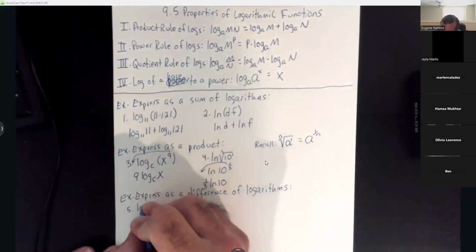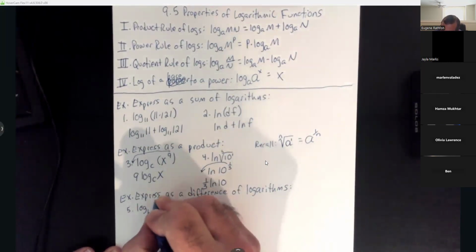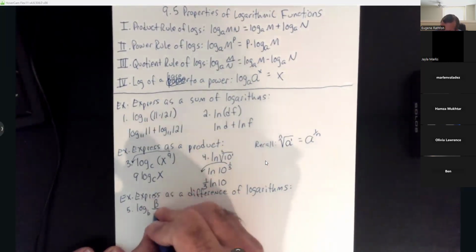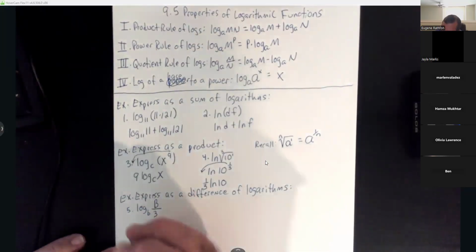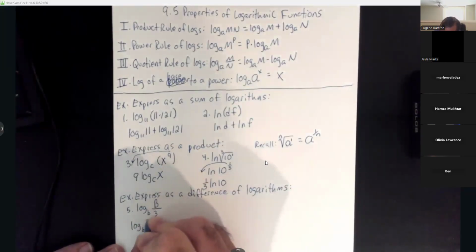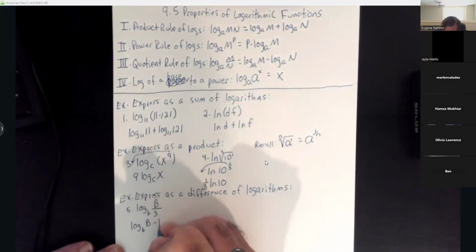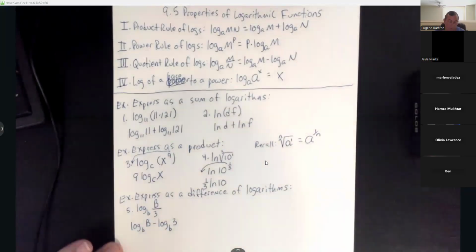So 5, I got log base B of a capital B over 3. Now, y'all, you got to remember, MathLab is picky about lowercase and uppercase, okay? So distribute the log B to both of the terms here and rewrite it as subtraction. So that'll be a log base B of a capital B minus log base B of 3.